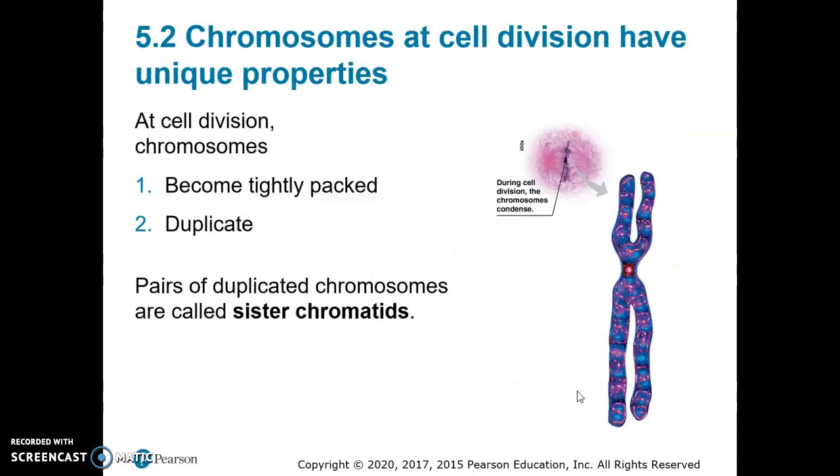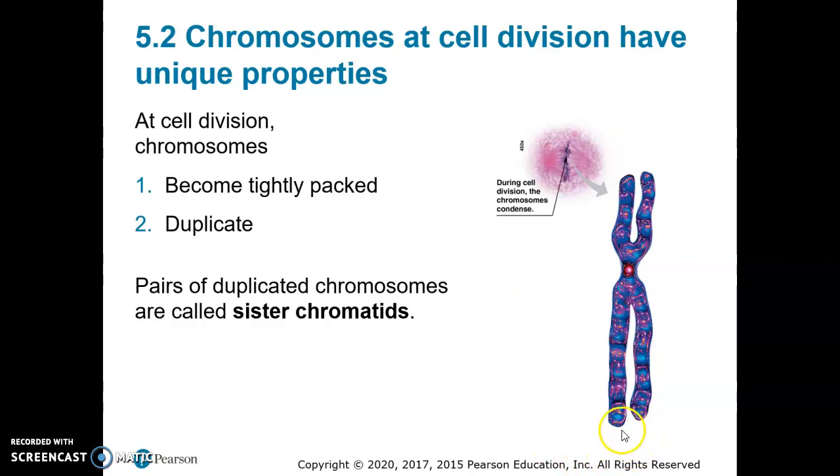So here is a chromosome, and again, right here is one chromosome. But this chromosome has made a complete copy of itself. The reason it's duplicated itself is because it's received signals that let the cell know that it's going to divide. So they become tightly packed in this process of division. They duplicate themselves.